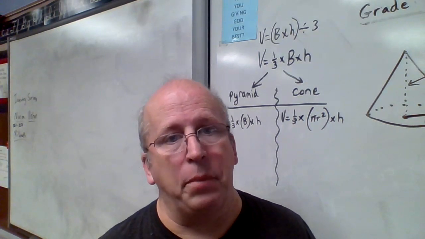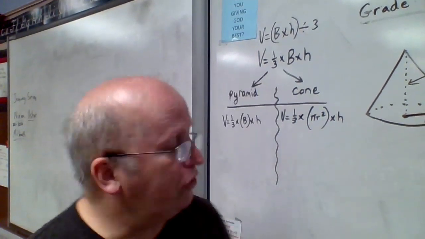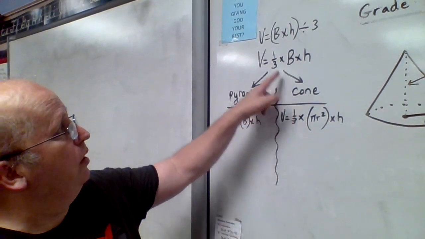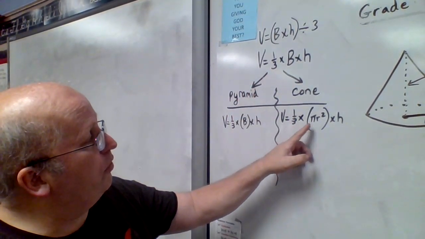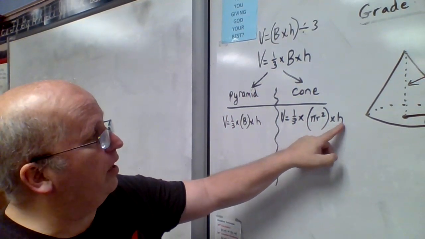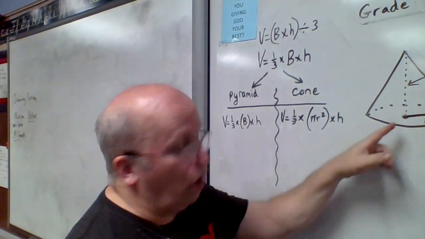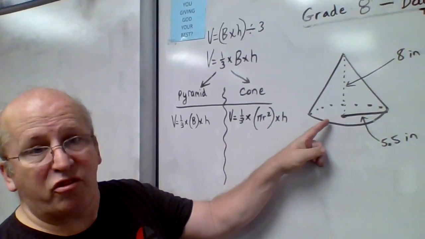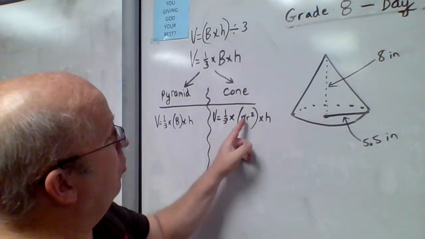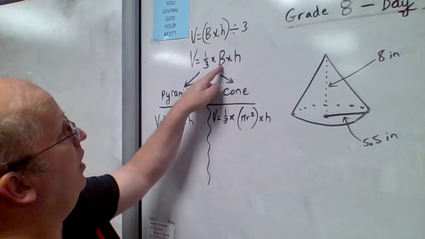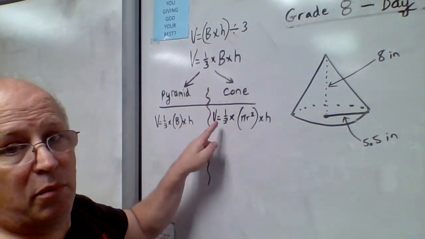So how does this apply to this whole thing? Well, first of all, in the case of a cone, 1/3 times the area of the base times the height becomes 1/3 times pi r squared times height. Why? Well, when we look at this cone over here, what is the shape of the base? The shape of the base is a circle, right? So the area of a circle is pi r squared, so our area of our base becomes pi r squared in this formula.